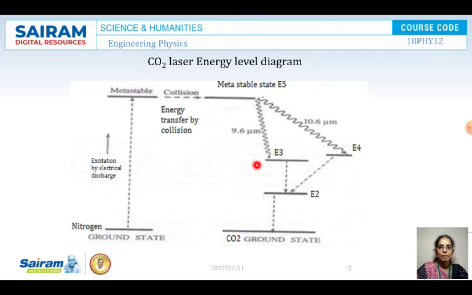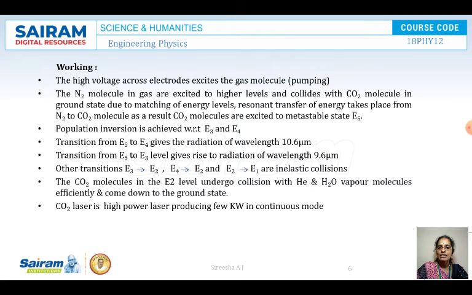Otherwise, for population inversion, N5 in the E5 state should be greater than N3 and N4. But if more and more atoms get accumulated, population inversion may be affected. So the moment atoms come and sit here, the helium atom collides with them and makes these atoms come down to the ground state energy. So this is the working of a CO2 laser. This is the energy level diagram and the working has been explained here.